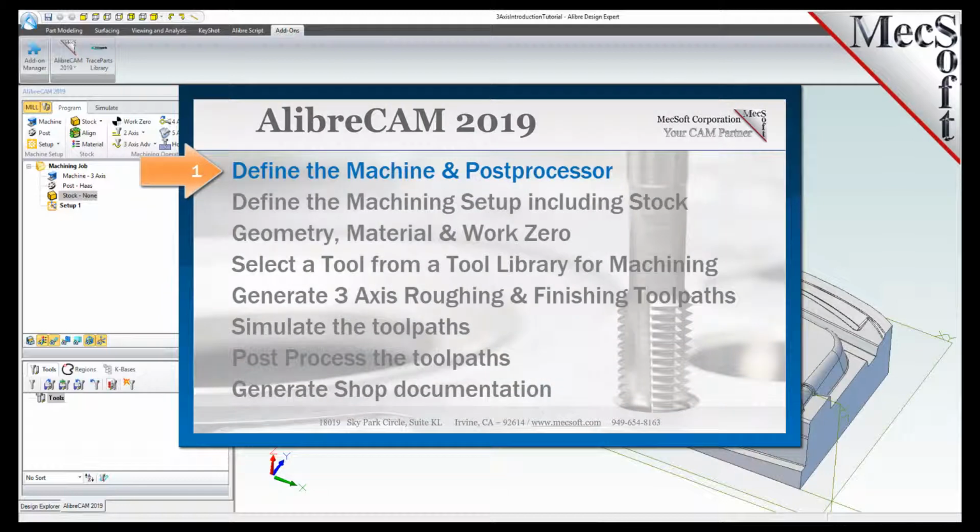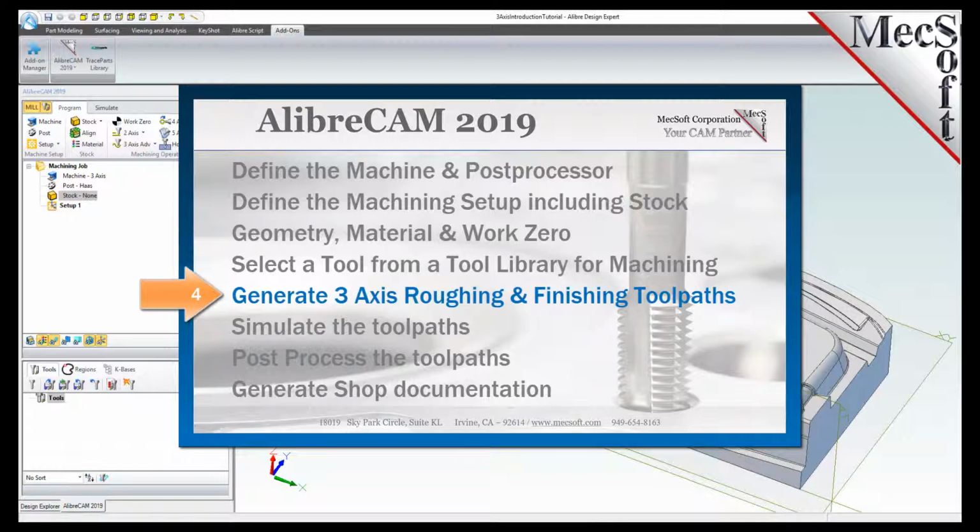First, we will define the machine and the post-processor to use. Then, we'll define the machine setup, including the stock geometry, material, and work 0. Then, we'll select a tool from a predefined tool library to use for machining. After that, we will generate a 3-axis horizontal roughing toolpath.